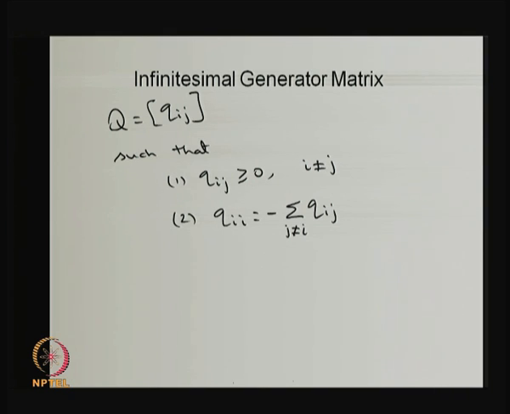So, the difference between this matrix and the one step transition probability matrix in the DTMC is that the latter is a probability matrix. Its entries are probability values from 0 to 1 and the row sum is 1, whereas here, because the q_ij are obtained by differentiating the p_ij, these are all rates. These rates are always greater than or equal to 0 other than the diagonal elements, and the diagonal elements are minus the summation of all other row elements. So, this matrix is called the infinitesimal generator matrix.